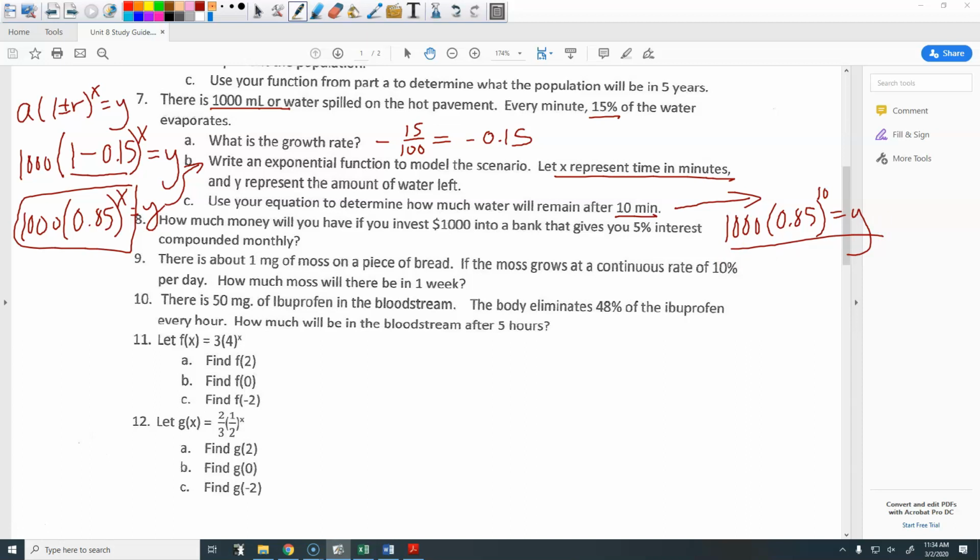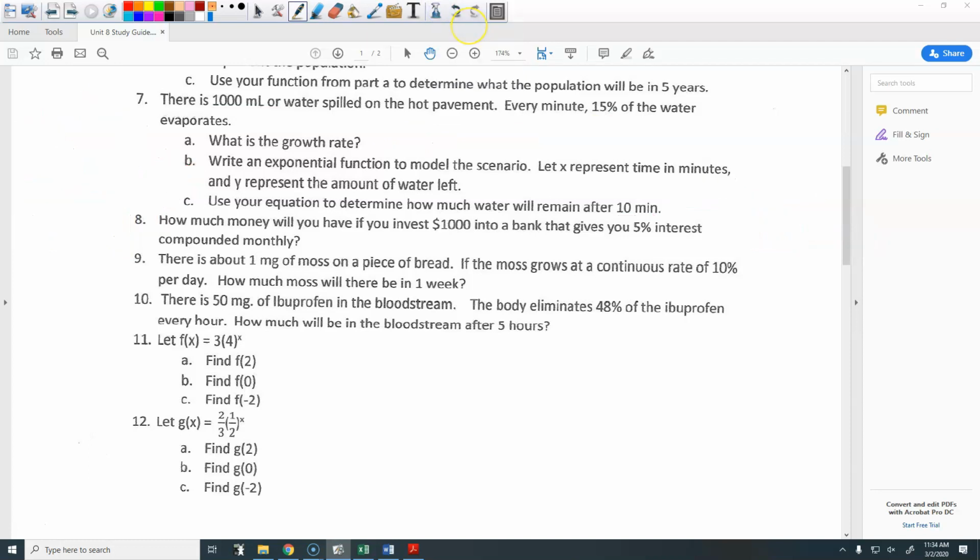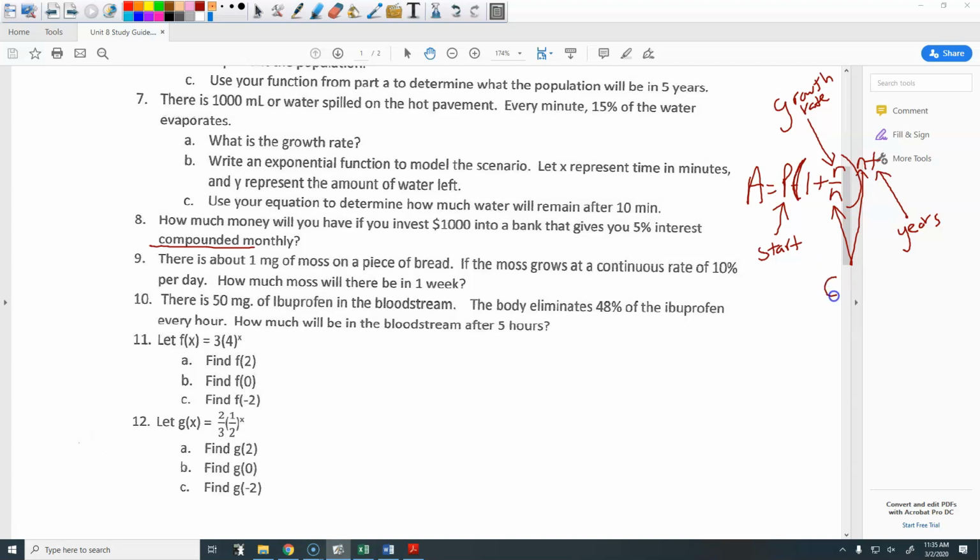All right, let's go ahead and take a look at number 8. Now notice on number 8 it says compounded. And when you see that, that means you're going to be using the formula that looks like this. Okay, so this is my starting amount here, right? This is my growth rate. The T represents how many years we're looking at. The N goes in 2 spots in this formula, and that's how many times it's being compounded.